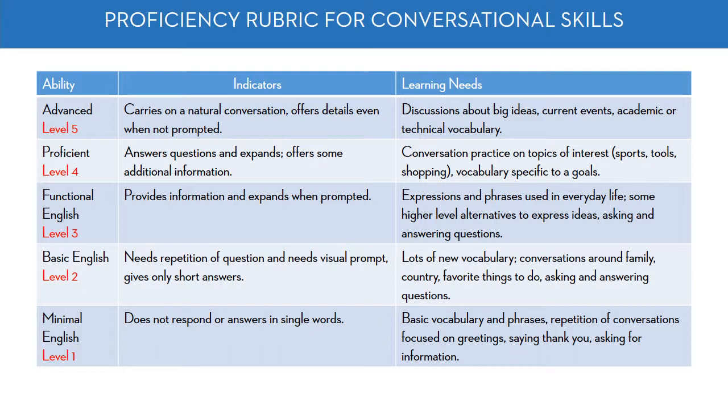Pause the slide and look it over. Here's how to make it work. First, hold a conversation with your student. If the student is very low, use pictures or draw stick figures. Listen to what your student says, how well she says it, and how much she says. Use the indicators in the middle of the chart to make a decision on the level of the student. You then can use the right-hand column to focus on the learning needs of a student and adapt your lesson accordingly.